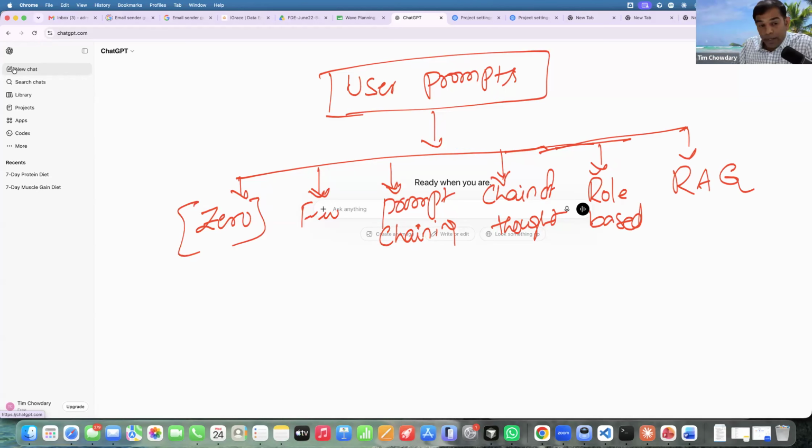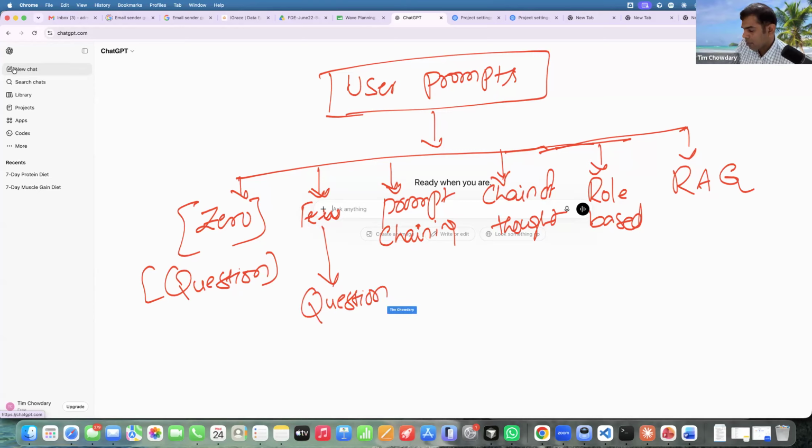Zero-shot prompting is a prompting technique wherein you simply ask a question. In our previous example, we asked to give a protein-rich diet, right? That's a simple question, right? Few-shot prompting, in addition to question, you'll also pass some examples. Question plus examples.